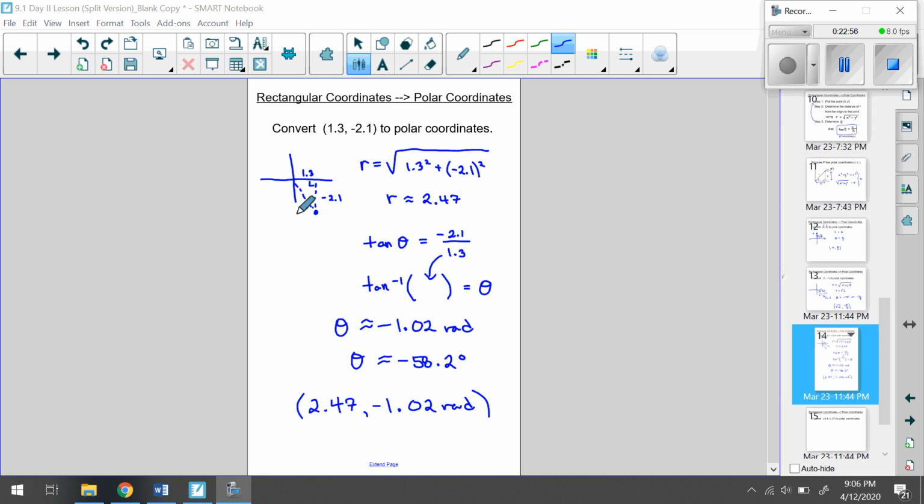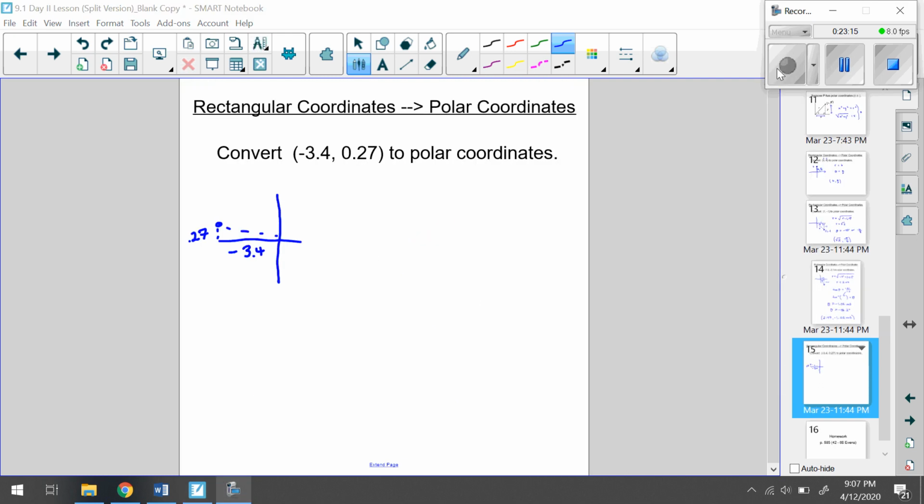Also, when you're done, it might not be a bad idea to just look at your original sketch and make sure it checks out. So negative 1.02 radians is going to take me the reverse direction. And then if I go out 2.47 units, I get to this coordinate. And so it looks like I'm in the right quadrant. Everything appears to be okay. So that leaves me feeling confident to go on to the next problem.